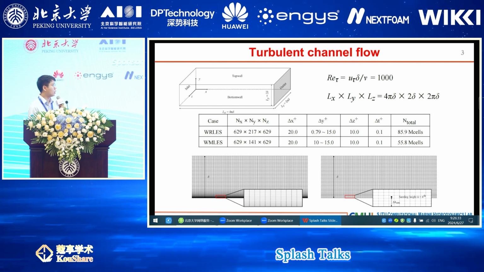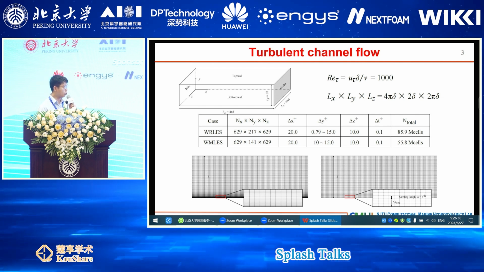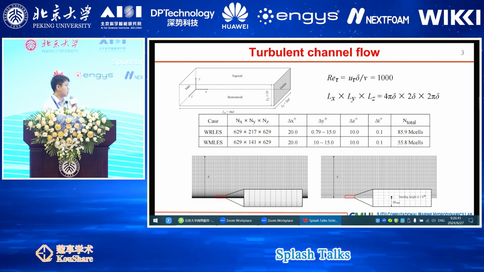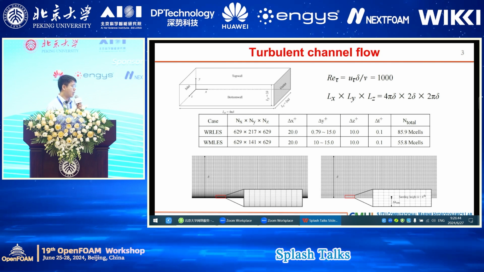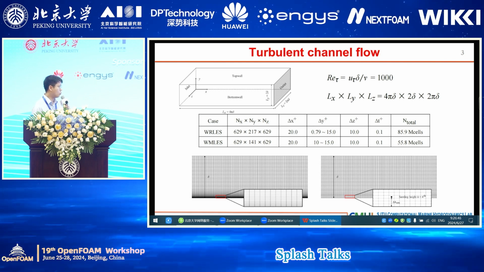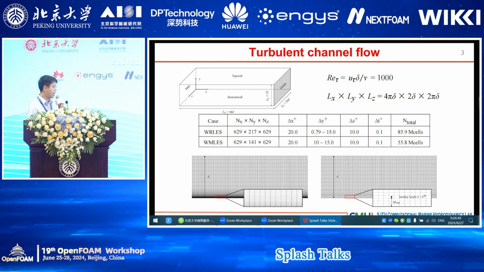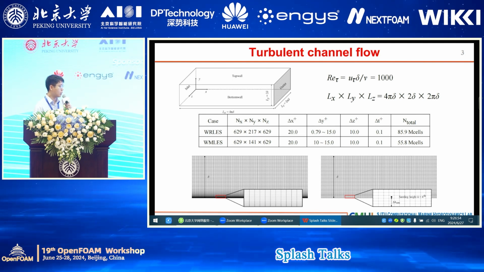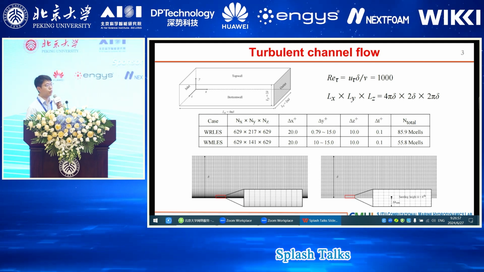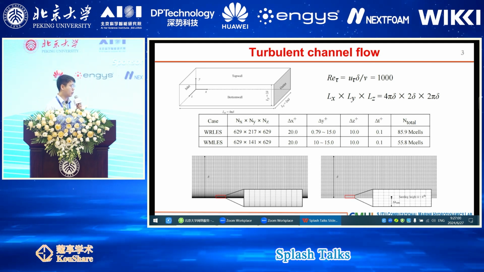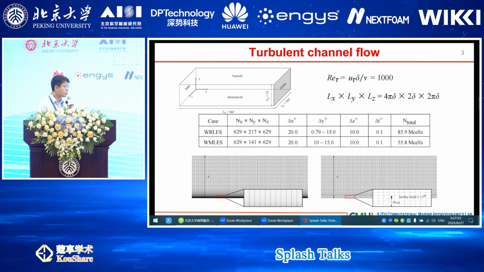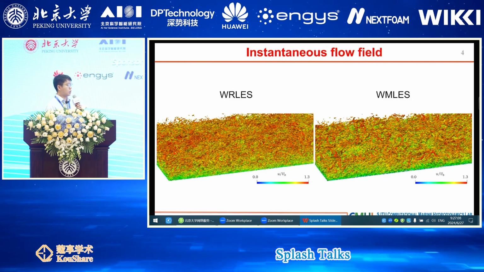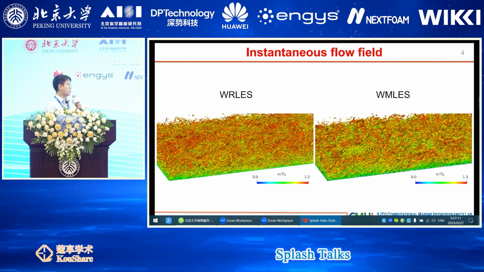This is the computational domain we used for the turbulent channel flow, and this is the computational mesh. We can see for the wall-resolved LES, there is a very dense mesh near the wall boundary. However, for the wall-modeled LES, since we have modeled the inner boundary layer, the mesh near the wall is relatively coarse.